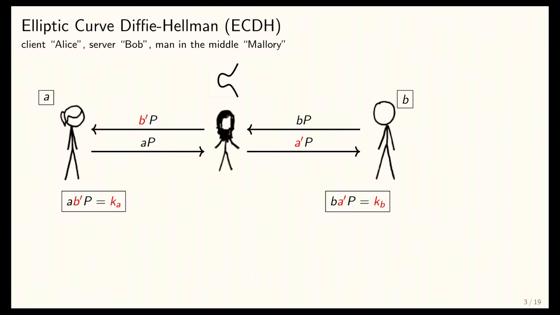And the issue here is that Alice and Bob have no way of knowing who exactly they're talking to, because there's no way to know a priori that B times P is actually from Bob and A times P is actually from Alice. So you can kind of swap these things together.